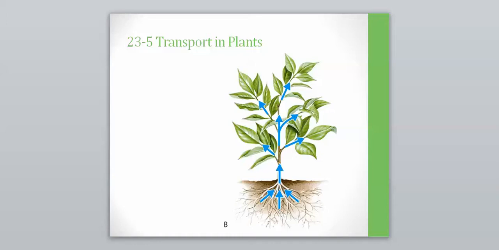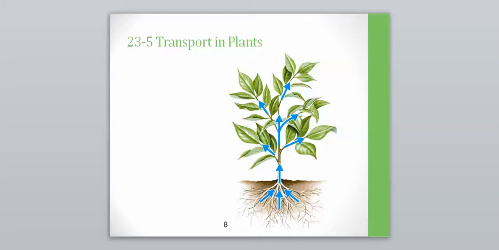Bio 2. We're on our last section of Chapter 23. We've taken a look at the specialized tissues, the roots, the stems, and the leaves, and now we're going to look at how transportation of our water and minerals occurs through all portions that we've talked about so far. So this section is titled Transport in Plants.